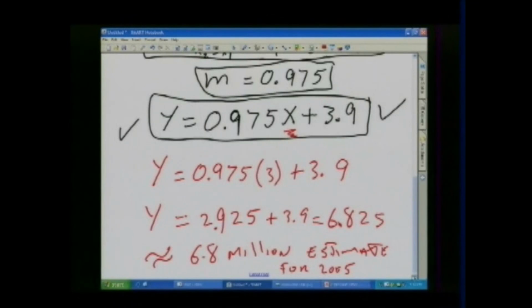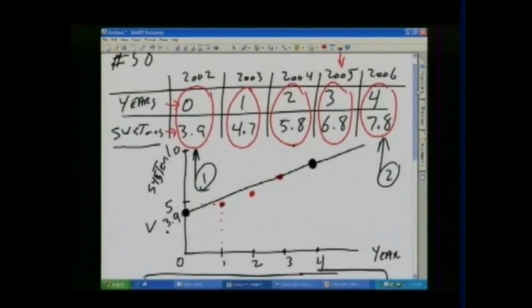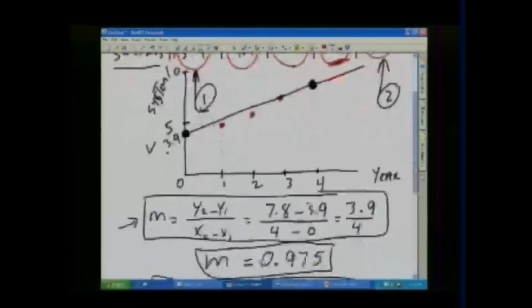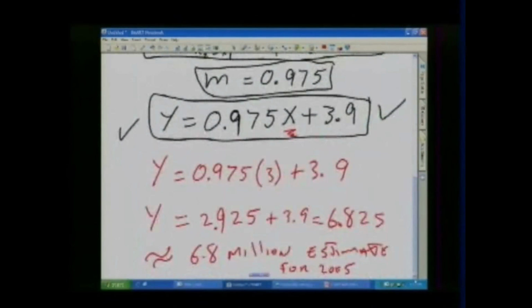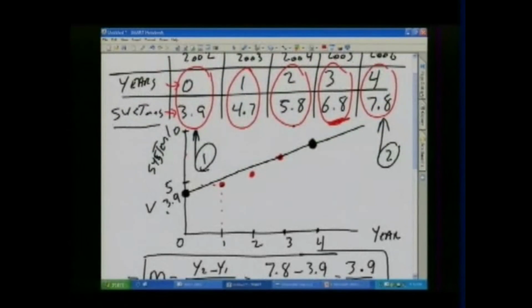And of course, the actual number we have is the one given in the table. Oh, it happened to be 6.8 also. 6.8. That's pretty good. That's a pretty good estimate. 6.825 or 6.8. And I actually am proud of myself drawing the picture here. It actually went through this point for number 3 for 6.8 million sold.